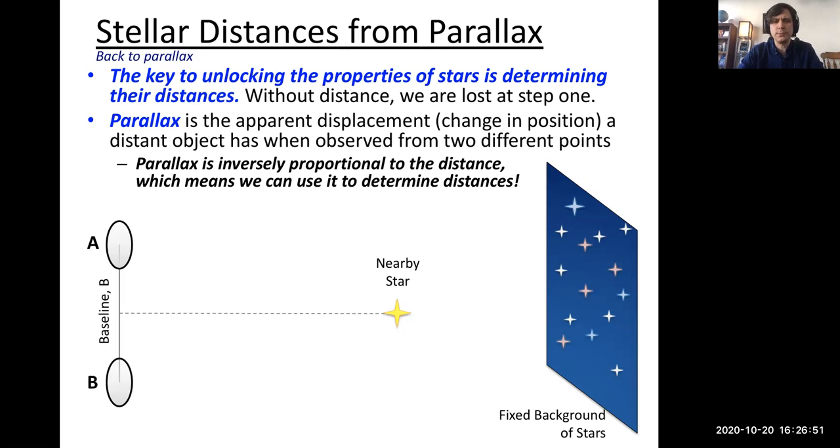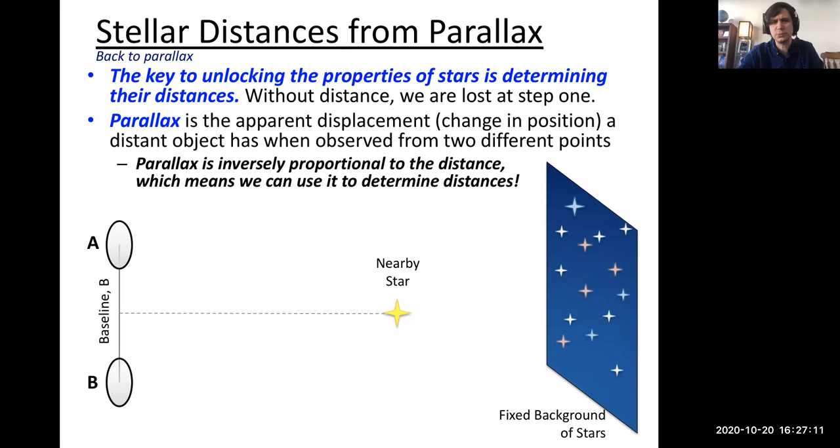How are we going to do it? We're going to observe the star from two different locations. Say we observe the star at one point in Earth's orbit, wait 6 months, and observe on the exact opposite side of Earth's orbit, on the opposite side of the sun. And we'll see how the star appears to change with respect to the fixed background of stars.